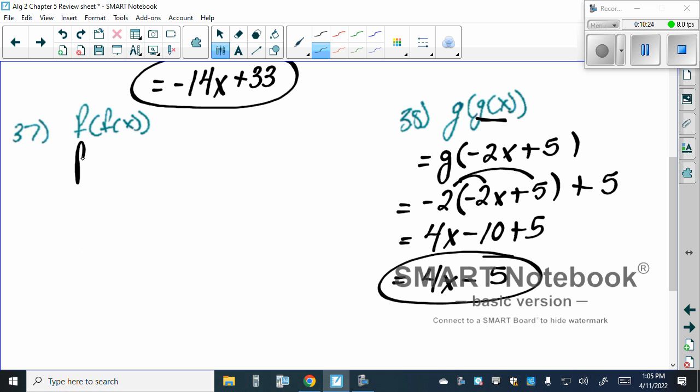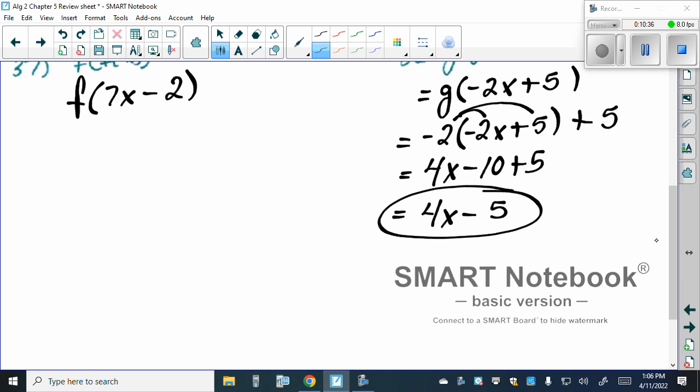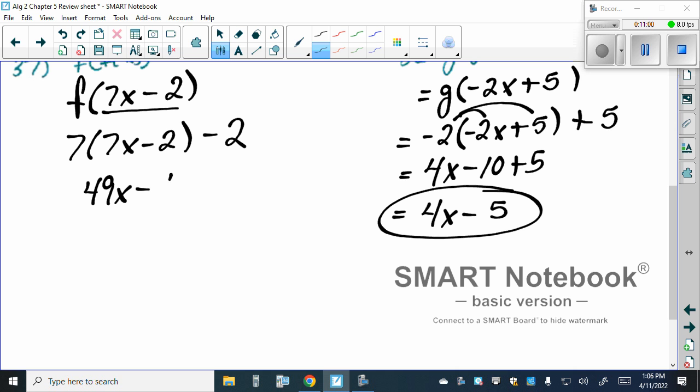So f of x, well, f of x is our what? 7x minus 2. Now, we replace the f of x with what it is, 7x minus 2. Now we're going to plug the 7x minus 2 into f of x. So we're replacing every x in f of x with 7x minus 2, which would give us 7 times 7x minus 2 minus 2. Now we can distribute the 7 times 7x, which would be 49x, and 7 times negative 2 gives us 49x minus 16.